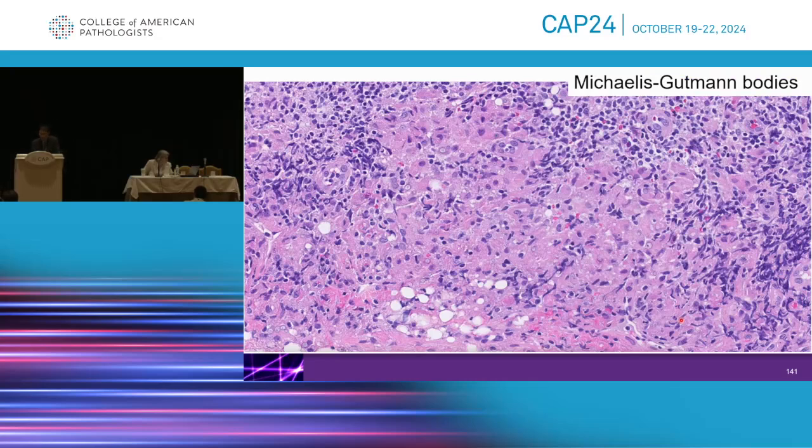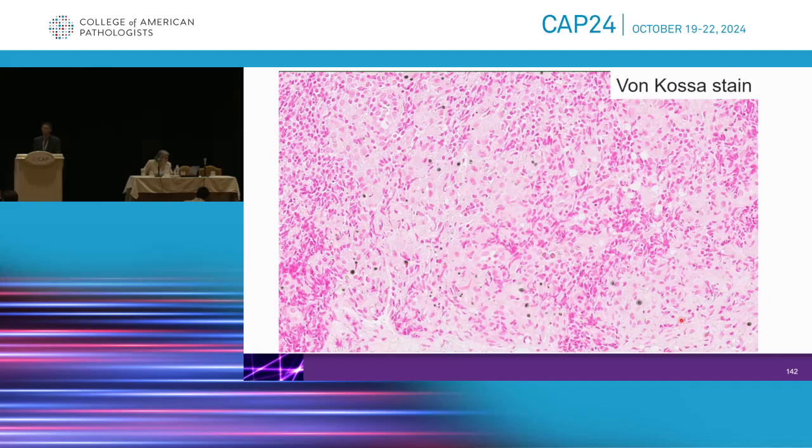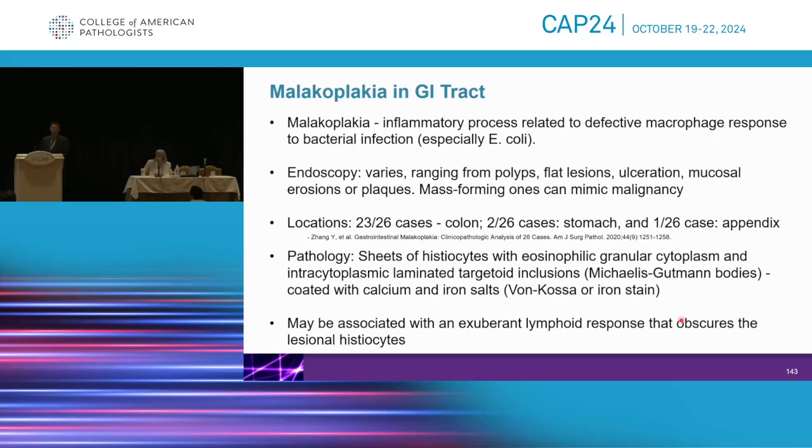And then the special stains would be calcium stain or iron stain. This von Kossa stain highlights all these targetoid inclusions. So this is malakoplakia here in the colon, right? It mimics a lymphoid aggregate. We often see this. Malakoplakia is an inflammatory process related to a defective macrophage response to bacterial infection, and most of them are E. coli. And that's the most common location we see in the GU tract, in the bladder.